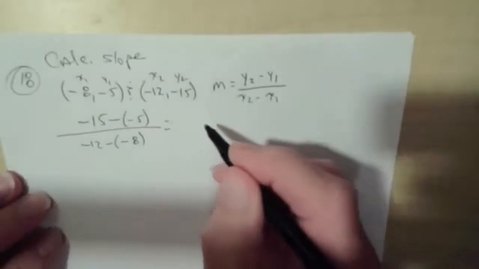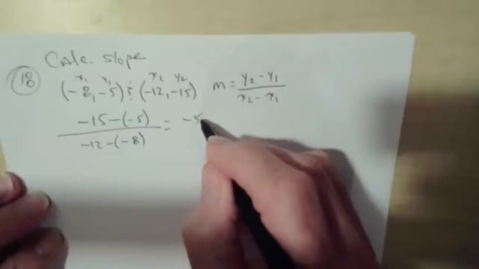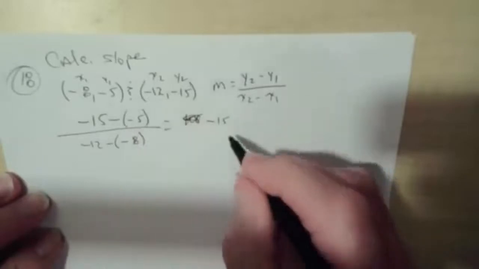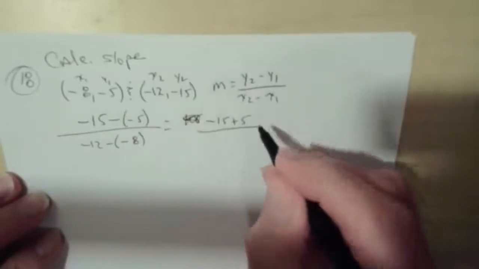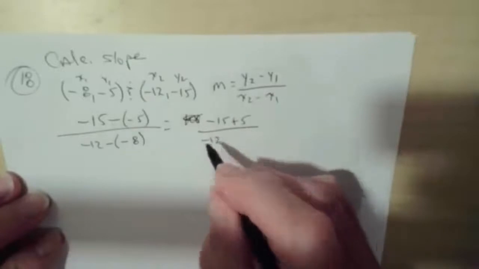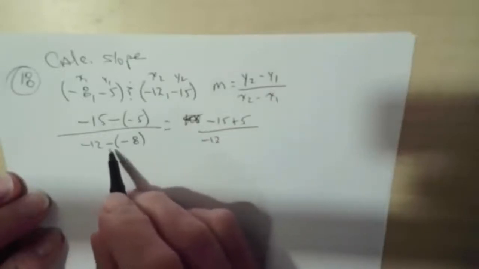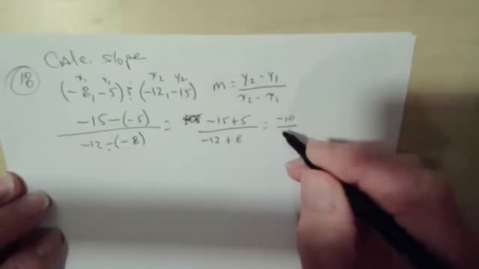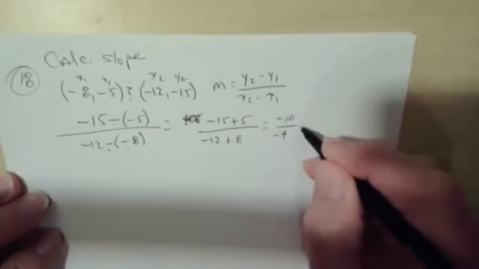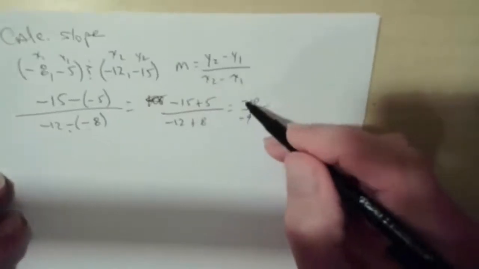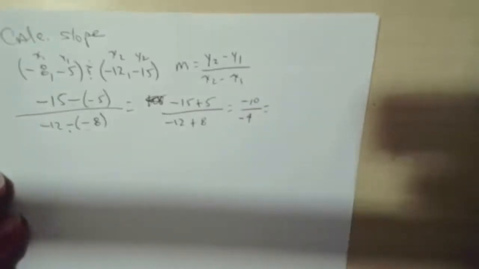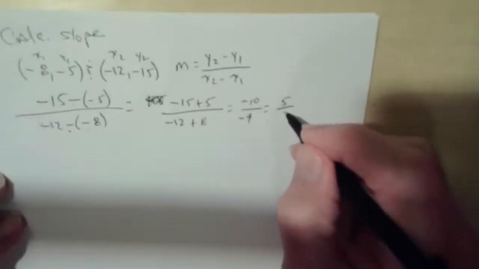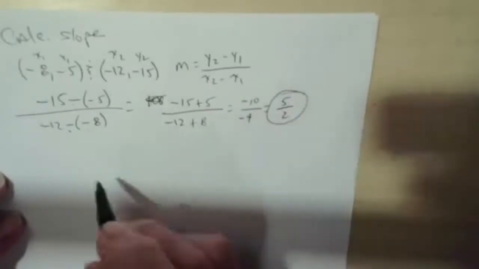So we have negative 15 minus a minus is a plus, over, same thing here, negative 12 minus a minus, or you can think of the opposite of negative 8 is positive 8. So we have negative 10 over negative 4, and if we reduce that fraction, first of all, a negative divided by a negative is a positive. So we divide each one of these by 2, and we get 5 over 2.